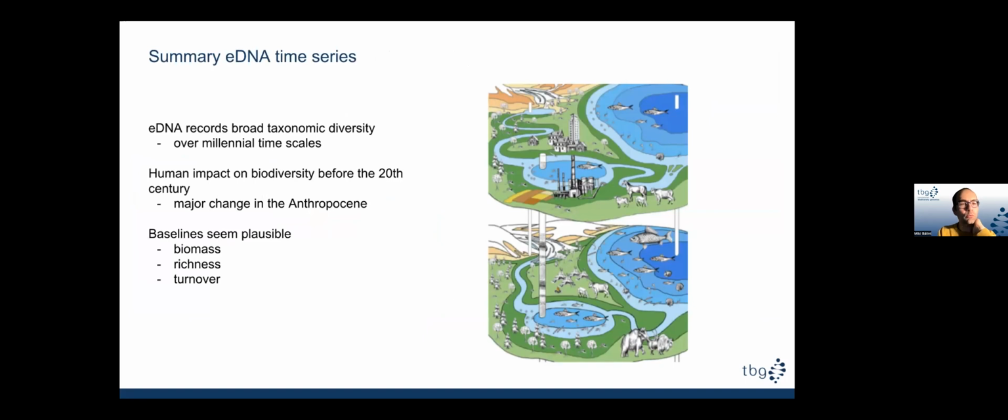All right, so to quickly sum it up, we can record broad taxonomic diversity over large time scales with eDNA. We can see human impacts before the 20th century, and we can see the major change in the Anthropocene. And it also seems that we can identify biodiversity baselines, especially in the rates of change before human impact. And we can do that on very long time scales.